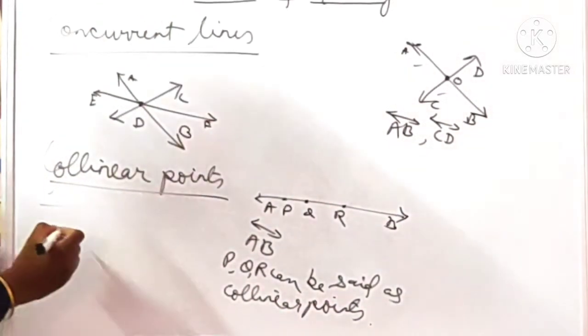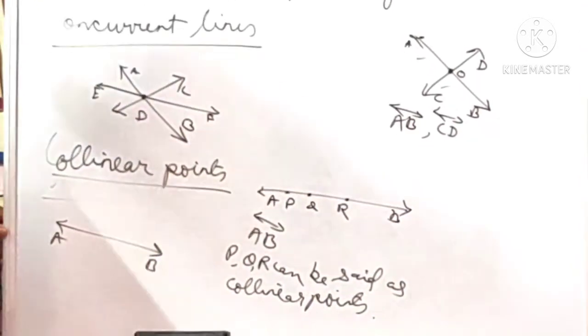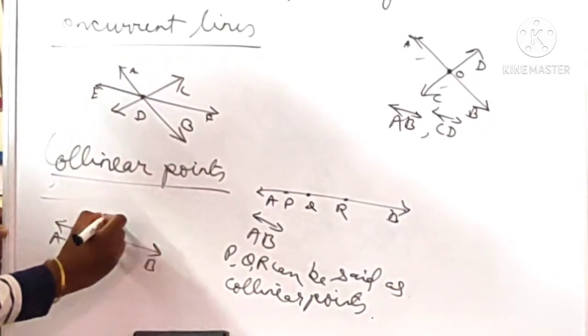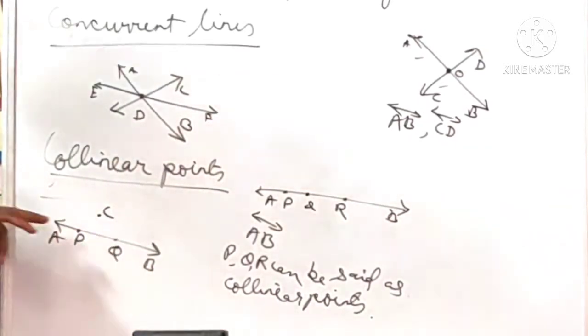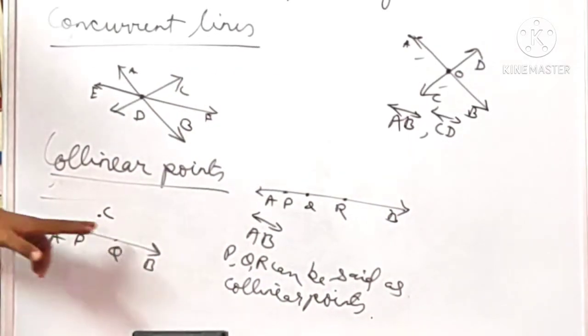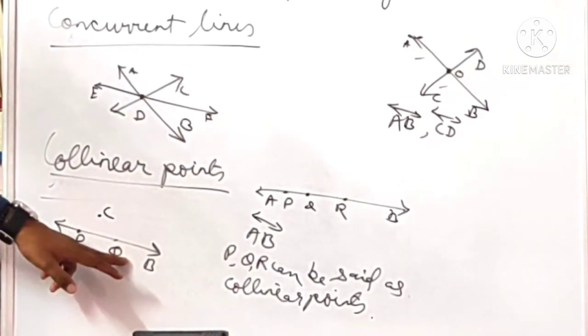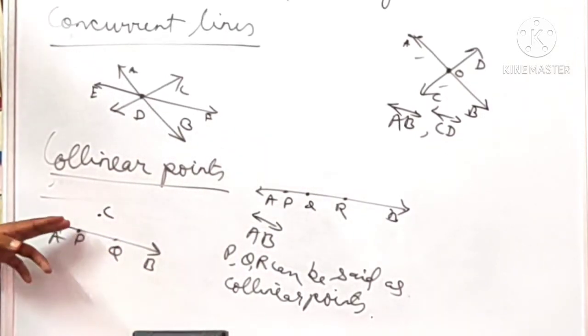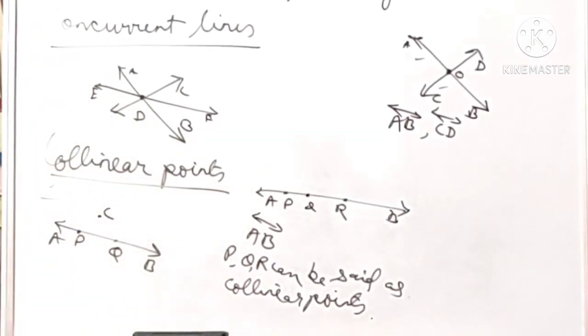Now what can be said as non-collinear points? Suppose AB is a line, and one more point is there, C. So suppose here P and Q points are on the line AB, but this C doesn't lie on the same line, isn't it? So that means they will be said as what? P, Q, and C. They are non-collinear points. Okay. So I think you have got the idea of whatever I said.